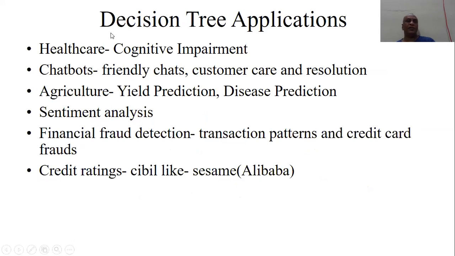Applications of decision trees: cognitive impairment in healthcare, chatbots for customer care resolution, yield prediction and disease prediction in agriculture, sentiment analysis, fraud detection of credit cards, credit ratings.